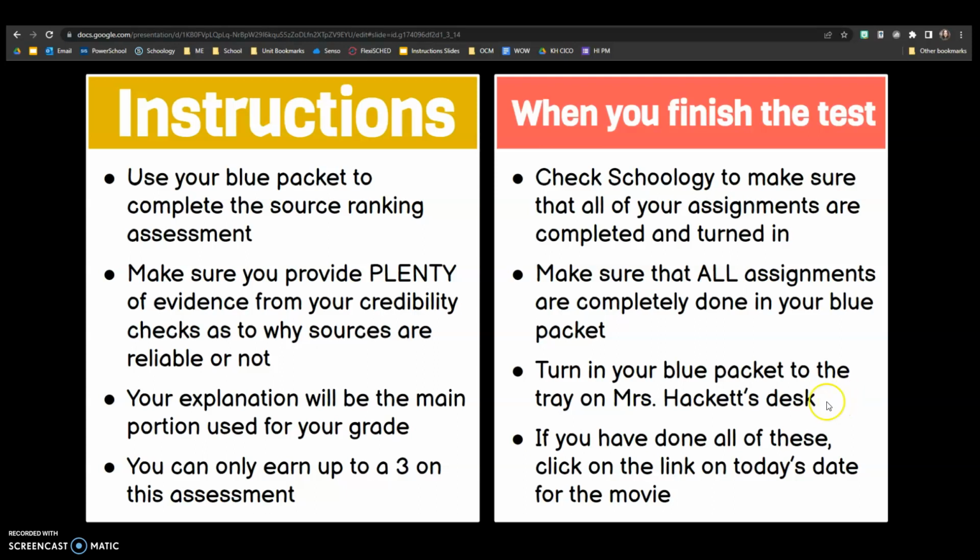And if you have all those things done, it says click on the movie, but as I said before, we're not going to be watching that today. We are going to be just doing some coloring sheets, or if you would prefer to read, that would be fine as well. I just don't want people talking or on games since we're going to be letting people finish up their assessment. So, all right, that's about it.